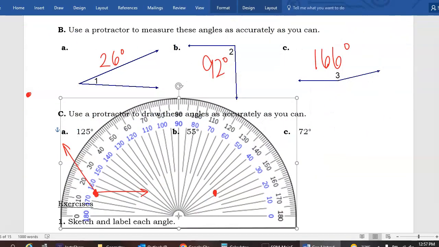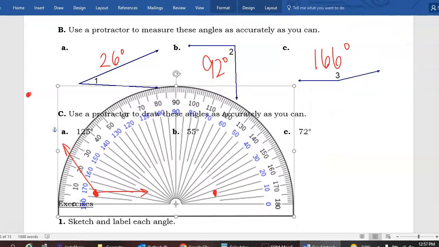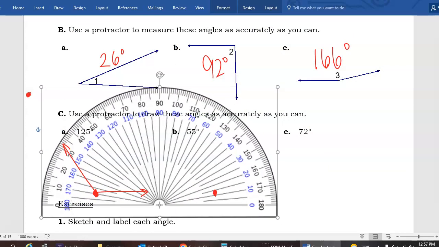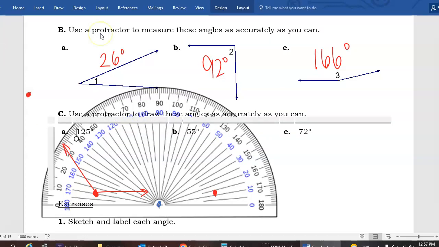So I'm going to do letter B, a 55-degree angle. This seems like an okay place to place that. I need to mark my vertex. I need to mark my 0. And then I need to mark my 55. So I'm going to follow up my 0 scale. 55 looks like it's right about there.